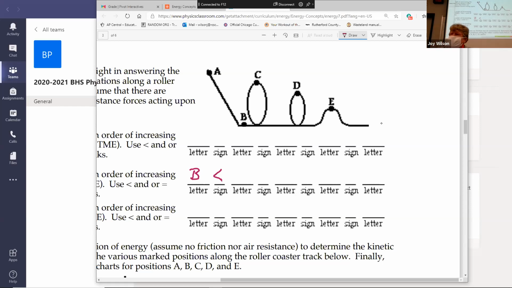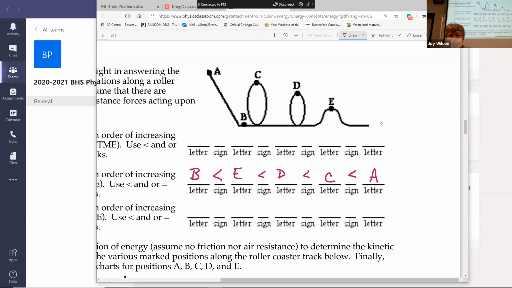Who would be the next? E. Why E? It's the second lowest. So how are we ranking these? Potential energy goes from least to greatest when you go from where to where? Lowest to highest position. So then my next one will be D. My next one will be C. And my last one will be A, because A is the highest. Yep.